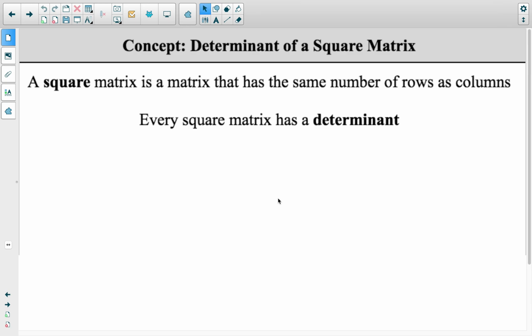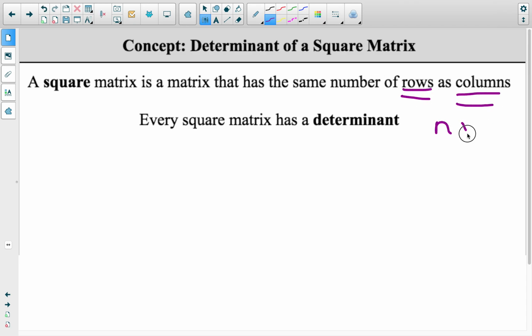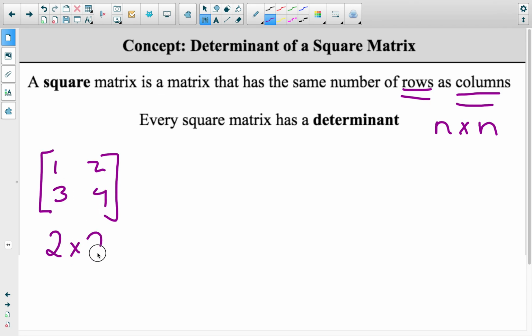So this concept, the determinant of a square matrix, only exists when we have a square matrix. So you're like, what is that? A square matrix is a matrix that has the same number of rows as columns, and you might hear this referred to as an n by n matrix going forward in your math careers. We're only going to worry about determinants for 2 by 2 matrices. So if there's a number here, I don't know, 1, 2, 3, 4, this would be a 2 by 2 matrix because there are 2 rows and 2 columns.